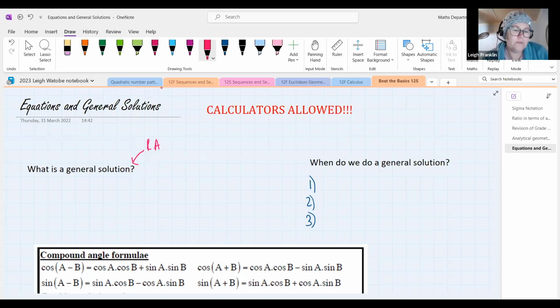So yes, it involves a reference angle. What else does a general solution involve? Can you give me an example of a general solution, even if it's just one that you've made up? What would it look like?